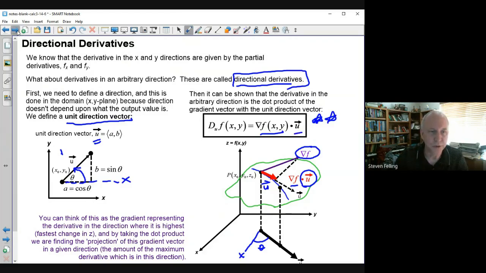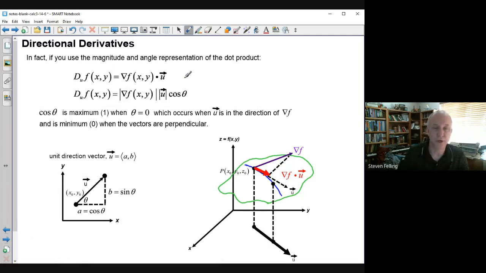In fact, if you want to talk about this a little bit further, we know that dot products are equal to the magnitude of one vector times the magnitude of the other vector times the cosine of the angle. Since cosine is maximum when the angle is 0, the directional derivative will be maximum when you're pointing in the direction of the gradient. If you're pointing in the direction of the gradient, you're going to get the max change. You're going to get the minimum projection when these are perpendicular, and you'll get 0. So when you're moving in a direction that's perpendicular to the gradient, you will always have a change of 0 in the z direction. Okay?